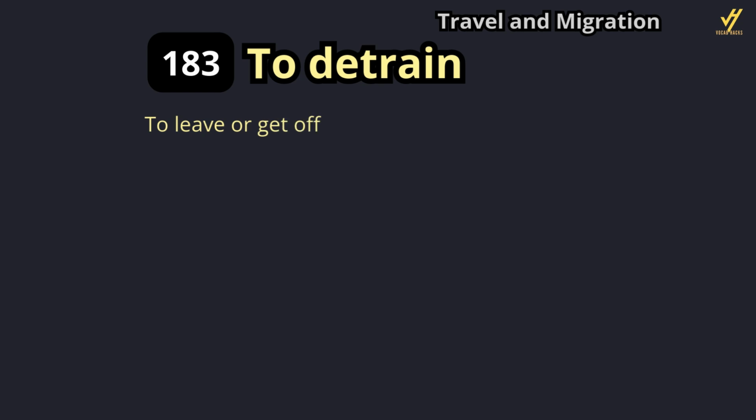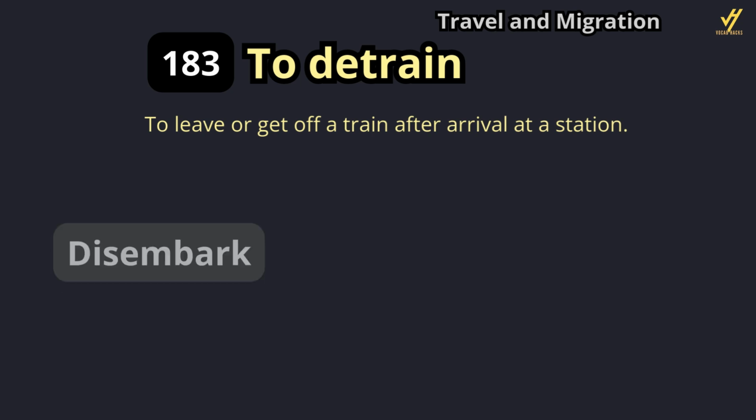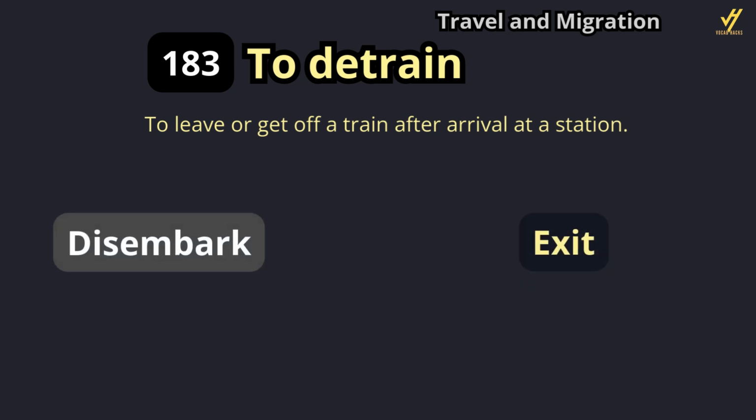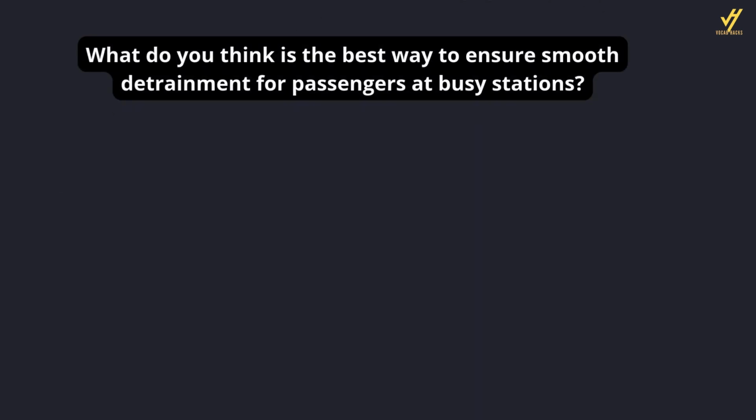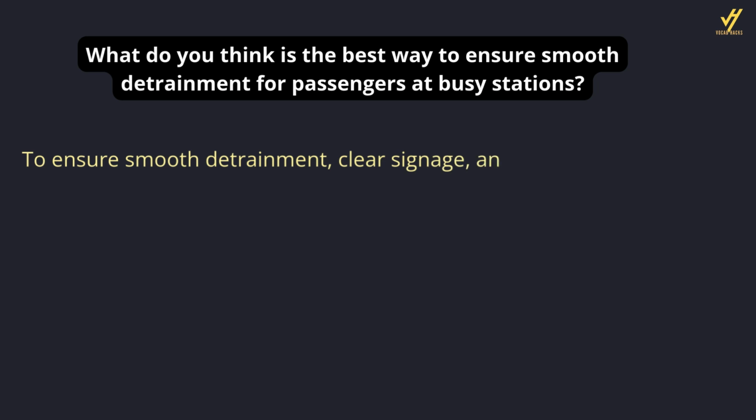To detrain. To leave or get off a train after arrival at a station. Disembark. Exit. Get off. Alight. What do you think is the best way to ensure smooth detrainment for passengers at busy stations?